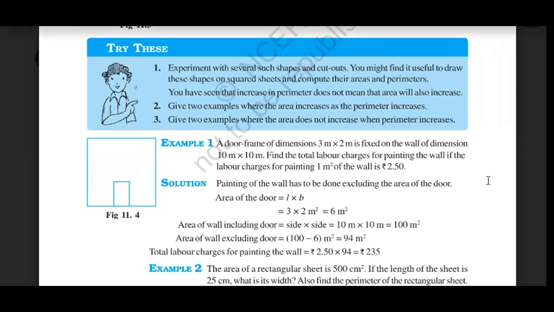Everyone see question number 2. The area of a rectangular sheet is 500 centimeters square. It is given. Write it down. Length is 25 centimeter. What is the width? Tell me, guys. Very easy. Area is length into breadth. Breadth is also width, right? Length given, area given. Can you find the width?